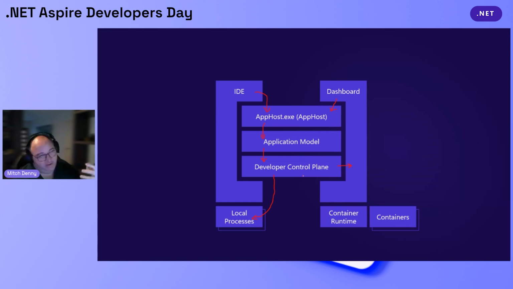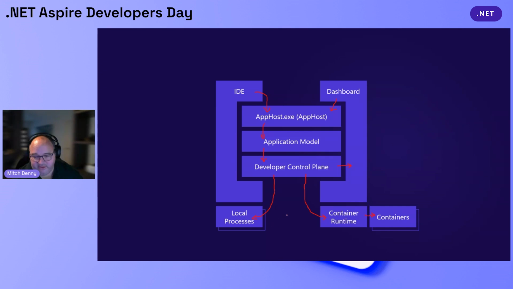And obviously, .NET Aspire supports a bunch of different container runtimes. So we support Docker, but we also support Podman. But conceptually, they work the same way. And so we launch the container run. So we talk to the container runtime, and the container runtime launches the containers.